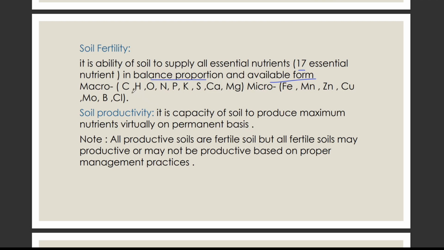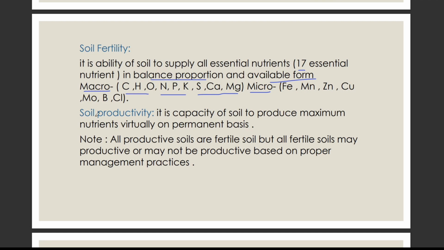Mainly there are macro elements or nutrients and micronutrients. Among macro elements, C, H, O are the basic elements. Then we have the primary elements, that are NPK, and the secondary elements, that are sulfur, calcium, and magnesium. After that we have the microelements: iron, manganese, zinc, copper, molybdenum, boron, chlorine.